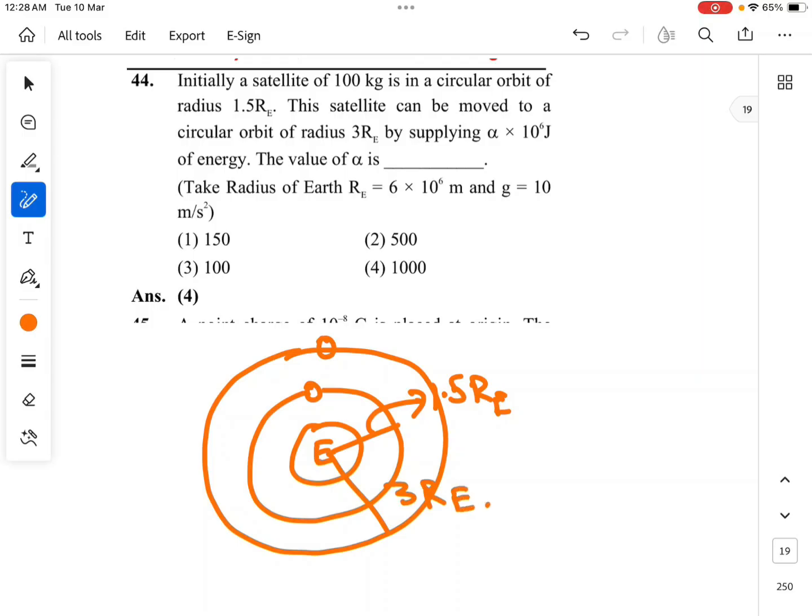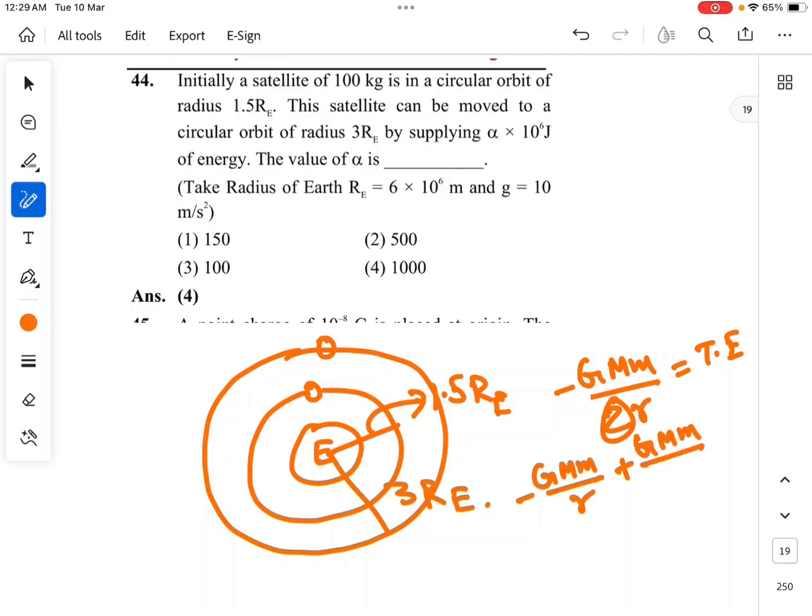So what is the energy of a satellite which is going around in an orbit? It is minus GMm by 2r. Why 2r? Because you are supposed to take total energy, not the potential energy or the kinetic energy of the satellite. The total energy of the satellite in an orbit is given by minus GMm by 2r. Why is it like that? The potential energy is given by minus GMm by r, and the kinetic energy is positive GMm by 2r. Upon addition, you will get this.